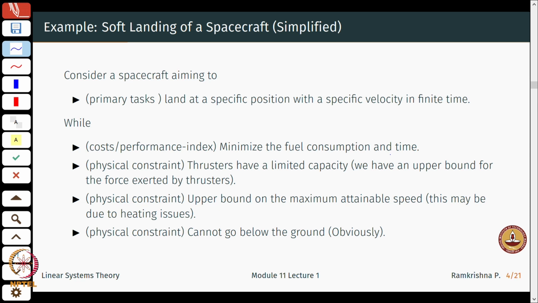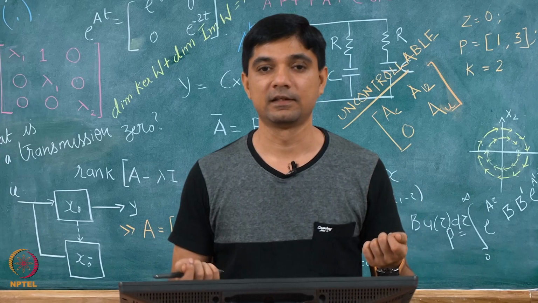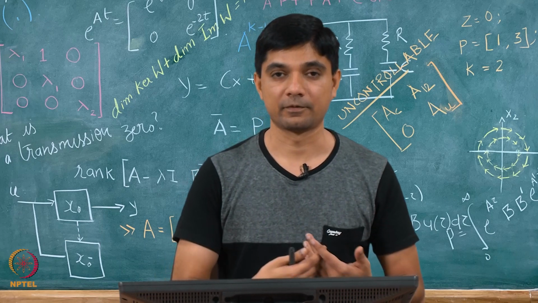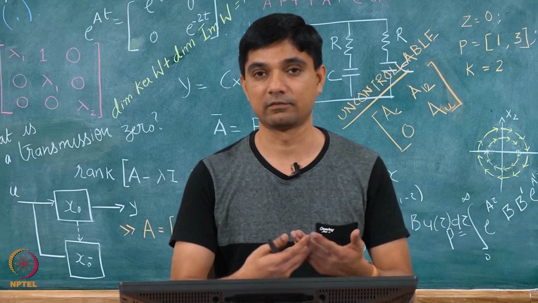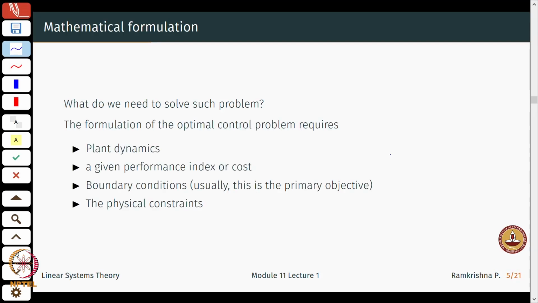This is kind of obvious, but this is a real time physical constraint. Okay. Now, what do we need to solve such problems? It's kind of fancy to talk about these problems of what they call also as soft landing and so on. What do we need to solve such problems? Well, from our control engineer's perspective, we need a few things, right.